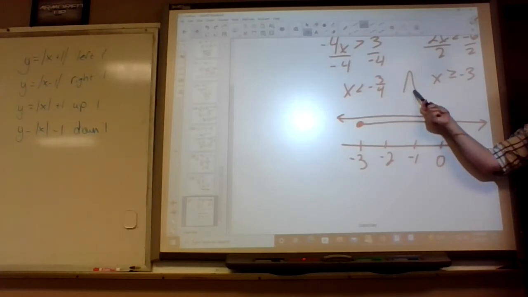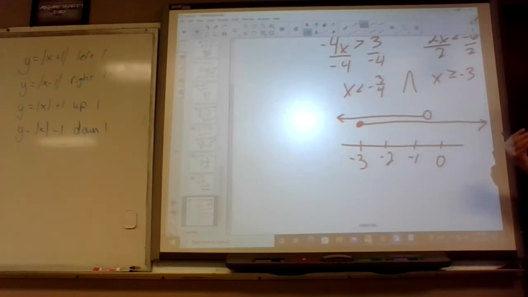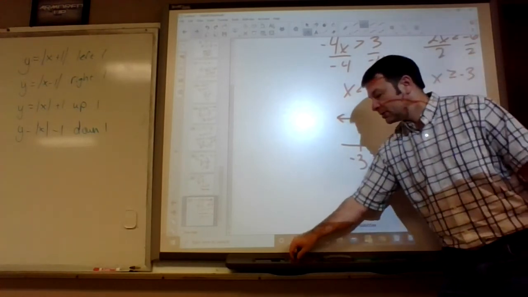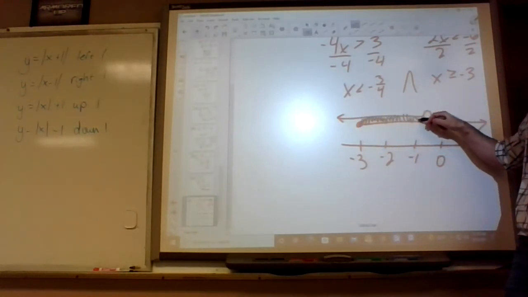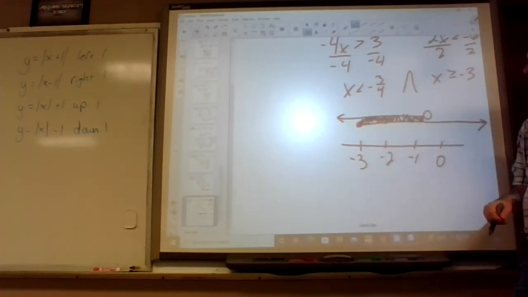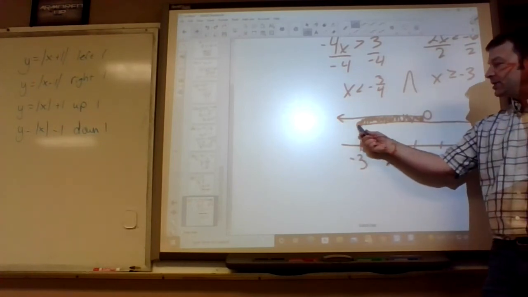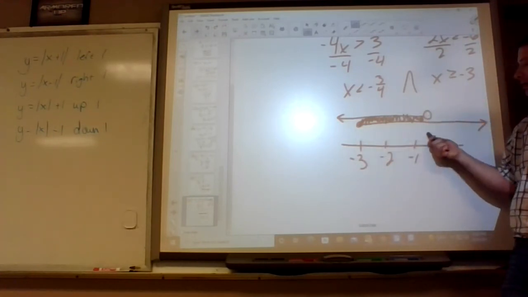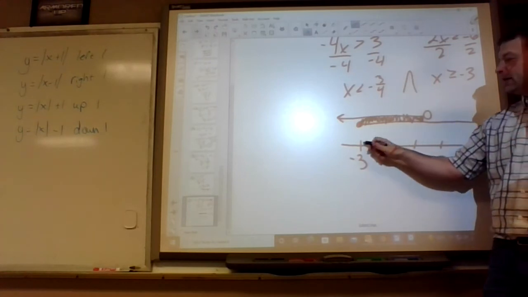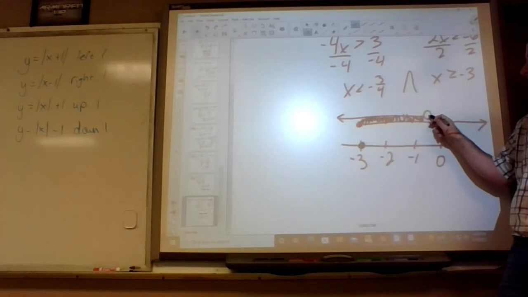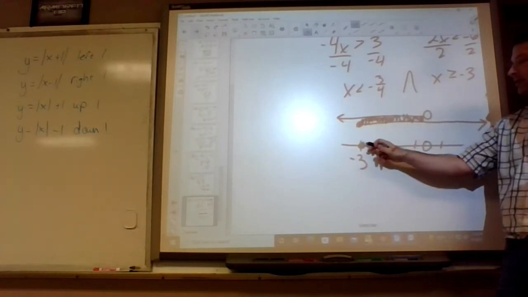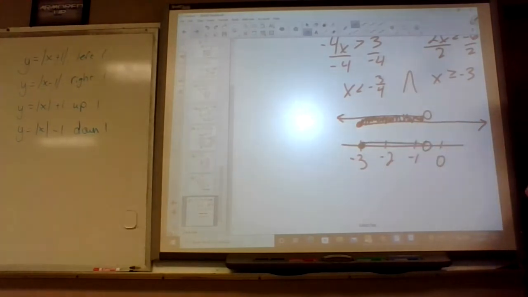What does and mean? It's both. It has to be in both. So what is in both? Everything where they're both at, all this stuff. See how they're both in all that area? So really it's everything between negative 3 and negative 3/4. Negative 3 would be included. Negative 3/4 would not be included. Open circle there, closed circle there. And it's all that stuff in between.